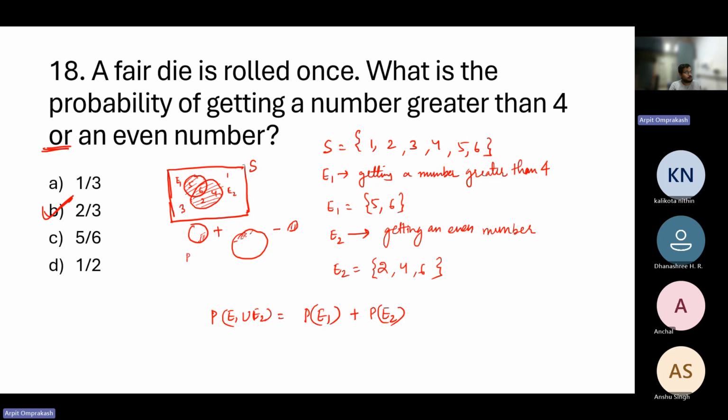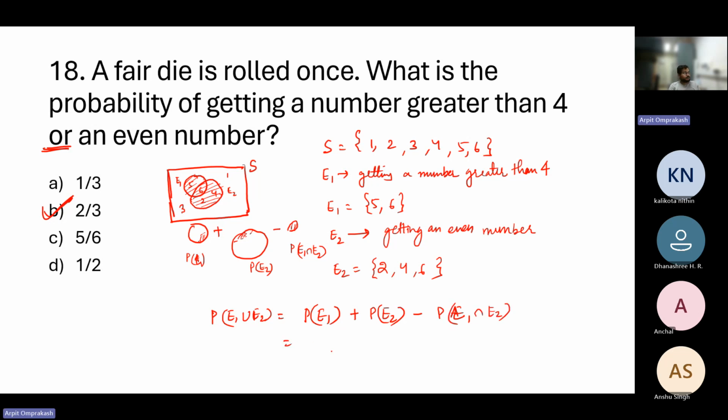So this is probability of E1. This is probability of E2. And this is probability of E1 intersection E2. So both of them happening together, right? Because that's the common area, common place. So minus probability of E1 intersection E2.